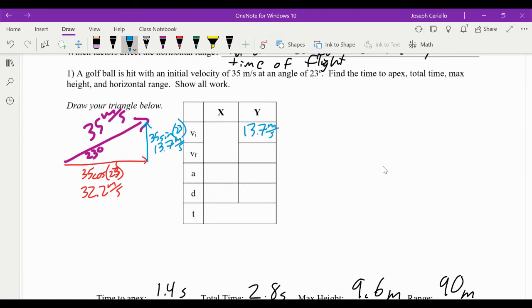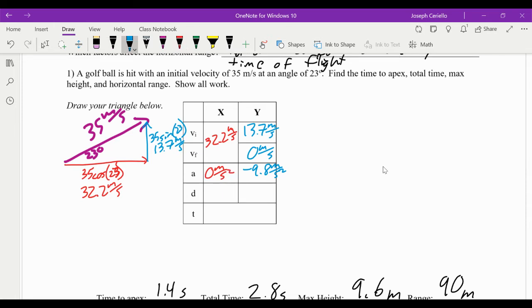The final velocity at the max height is going to be 0. The acceleration in the y direction is negative 9.8 meters per second squared. In the x direction, we know the velocity is 32.2 meters per second, and it doesn't change. We know the acceleration in the x direction is 0.